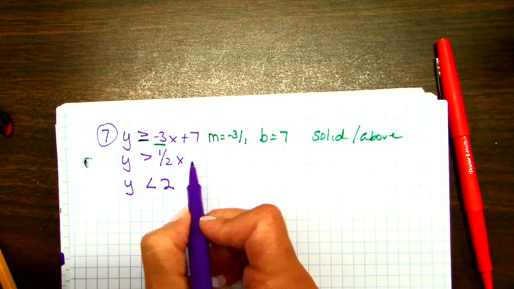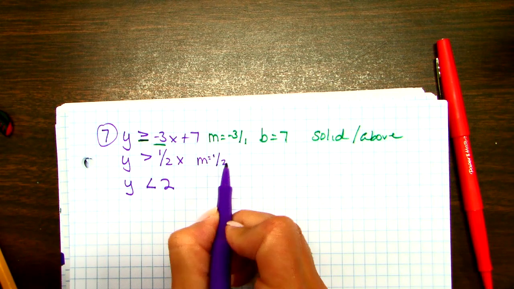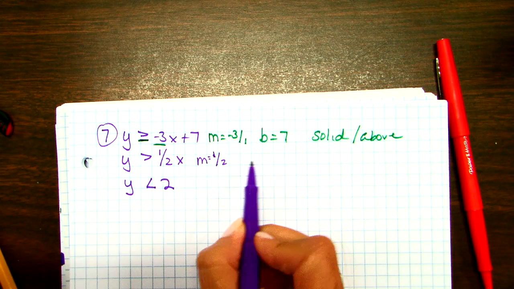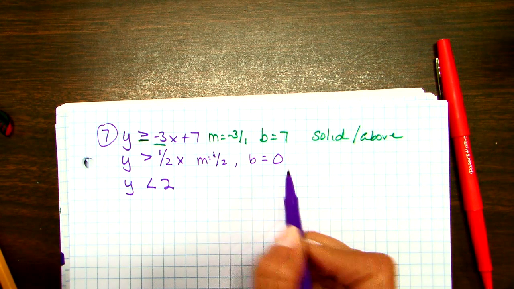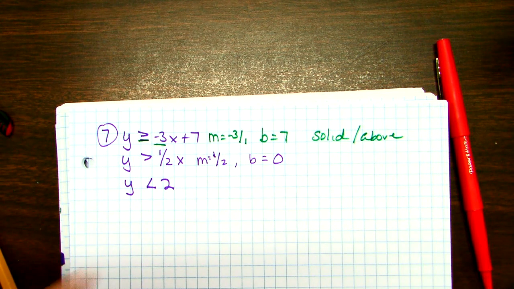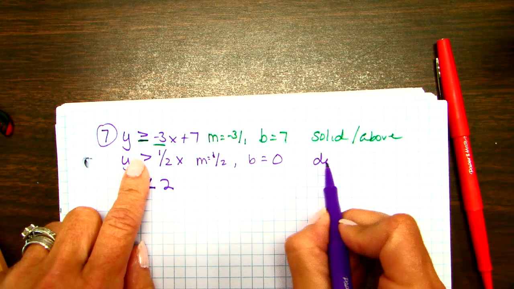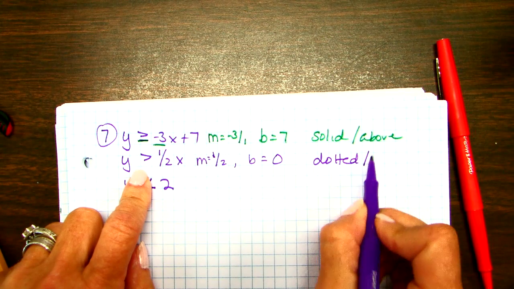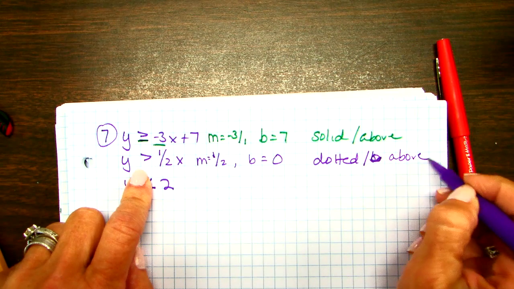Paris, you need to be ready. Pay attention. Slope of 1/2, right? What's our B value? 0. Nothing means 0 in math, right? Not there, 0. So there is no plus or minus anything. This would be dotted, shade above. Right?